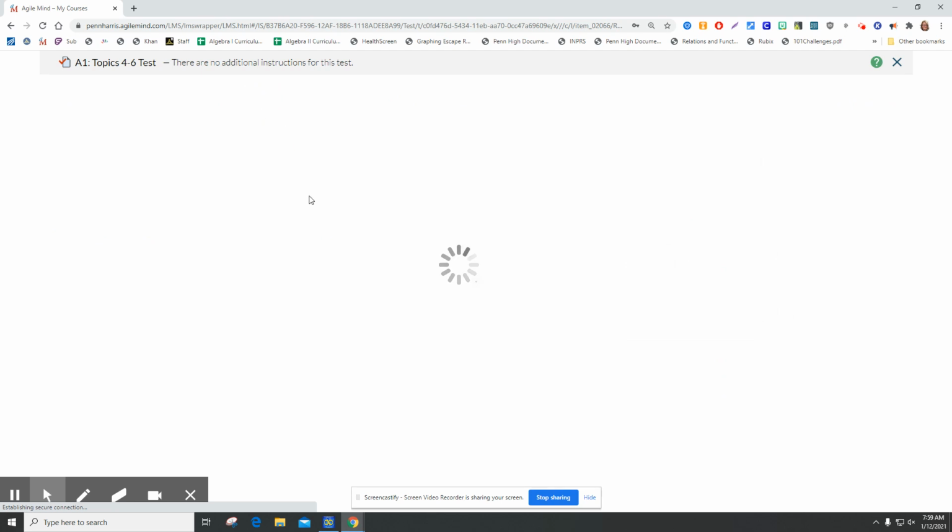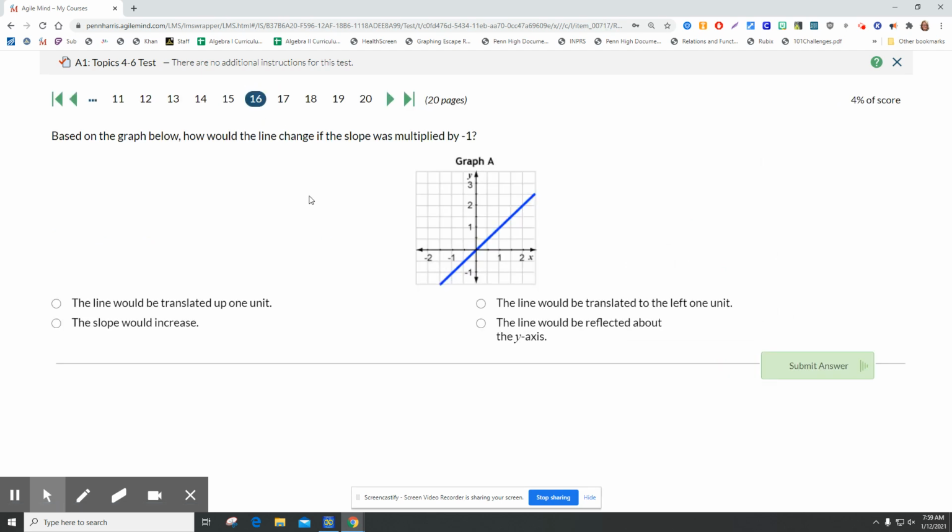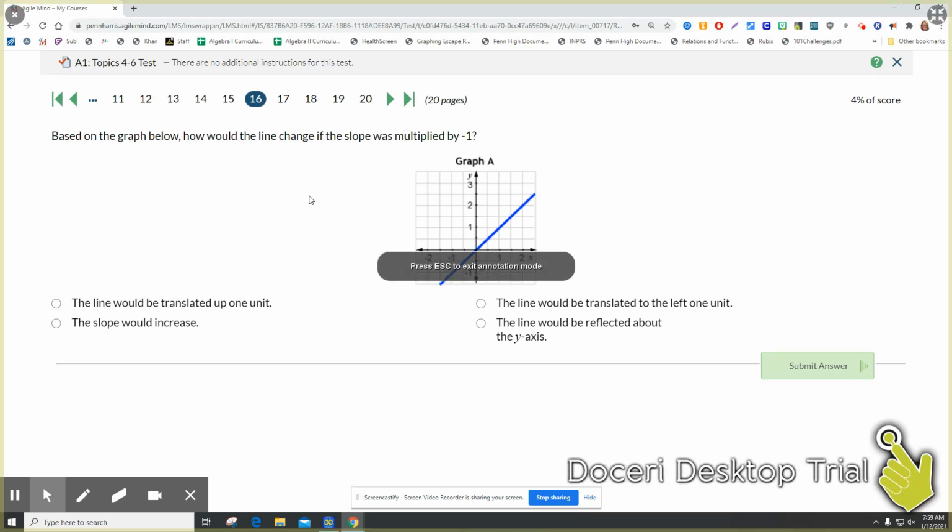Number 16. Based on the graph below, how would the line change if the slope was multiplied by negative 1? This should be a pretty easy one if you remember our transformations, but in case you don't, I'll walk you through it. Right away, I see that my slope is up 1 over 1, so my m is 1 over 1, or we could just say positive 1. They want us to multiply it by negative 1, so I get a slope of negative 1.